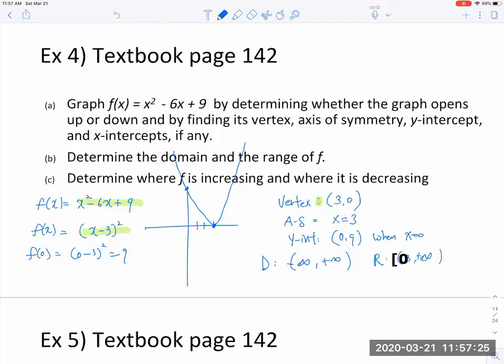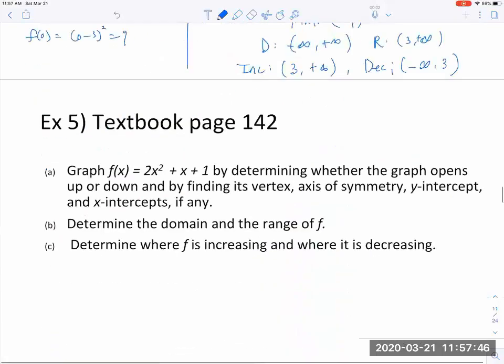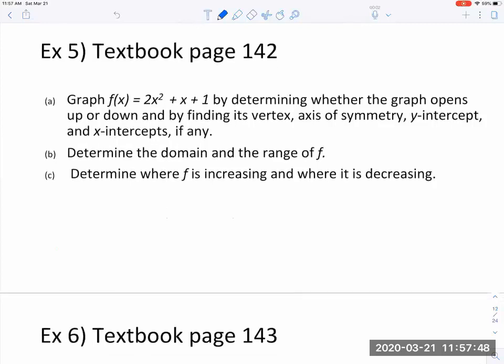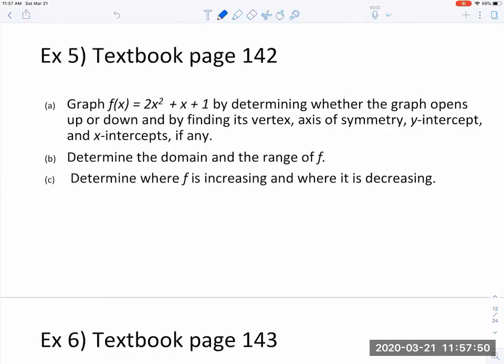Okay. Where is it increasing and decreasing? You're increasing from 3 to positive infinity. Decreasing is from negative infinity to 3. Do not include them. Okay, think about it. One more thing. We do the keep 2.